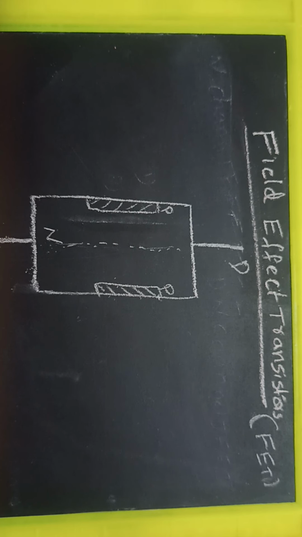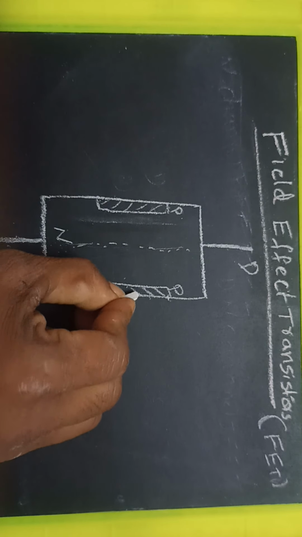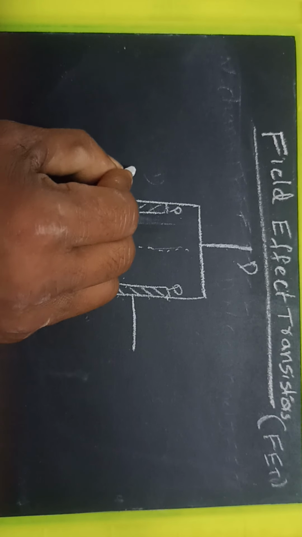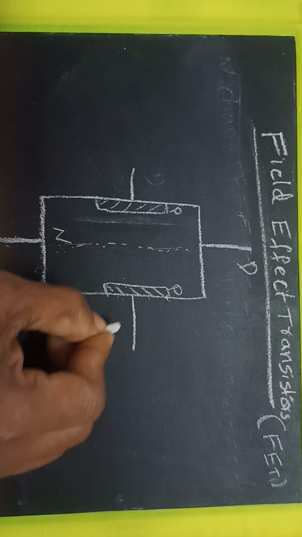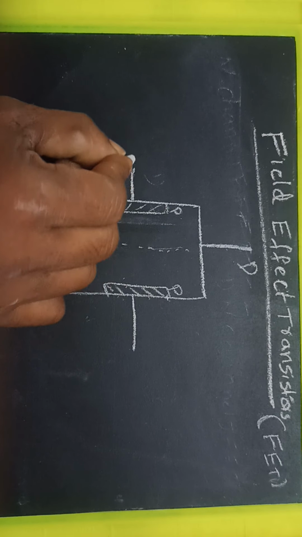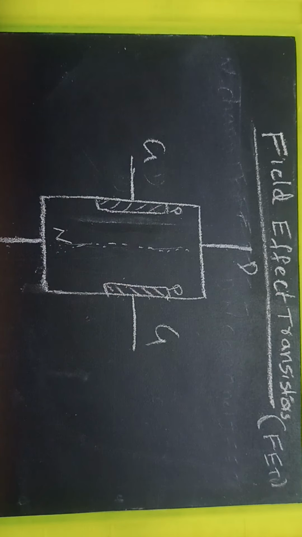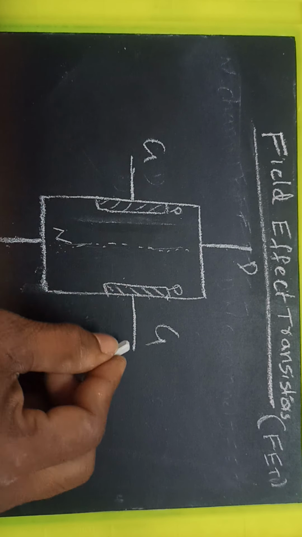So here the ohmic contacts are given to these two p-type semiconductors. These two terminals are known as gate terminal. This is gate terminal.